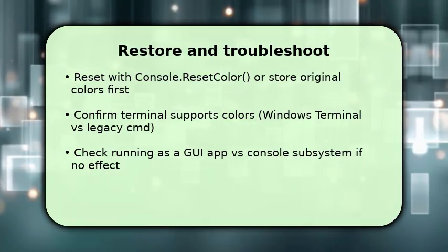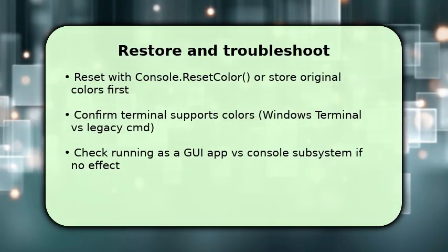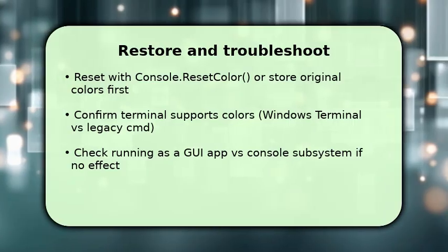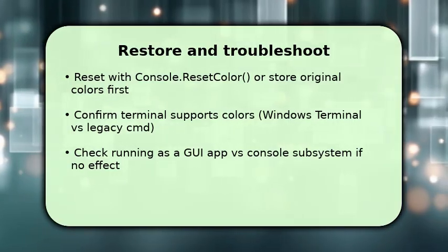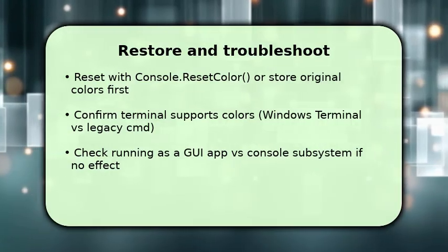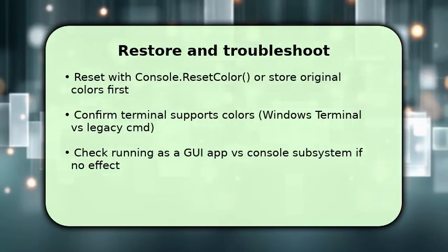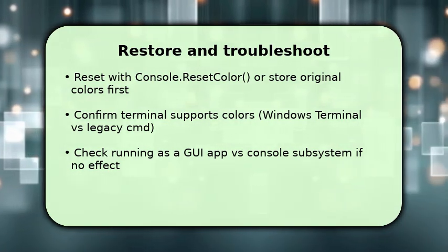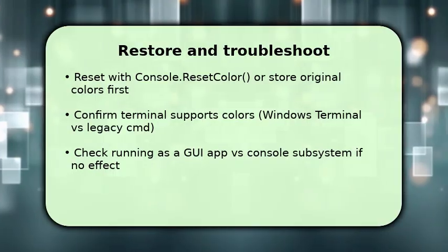If colors don't appear, make sure you're running in a true console, Windows Terminal, PowerShell, or CMD, because some hosts and the debugger output window ignore color changes. Also verify your project subtype. An application built as a GUI subsystem won't host a console. If problems persist, run the compiled exe outside Visual Studio to isolate IDE-related interference.